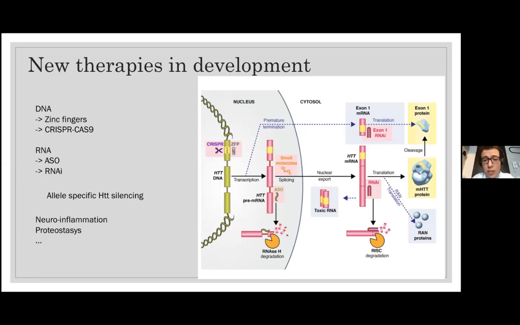And that's important because the HTT gene has functions, and it's important for brain development. It's actually embryonically lethal if you switch it off. So usually these would be therapies for adults. Okay, and so there are also other therapies being developed that focus on neuroinflammation and proteostasis and many other mechanisms.